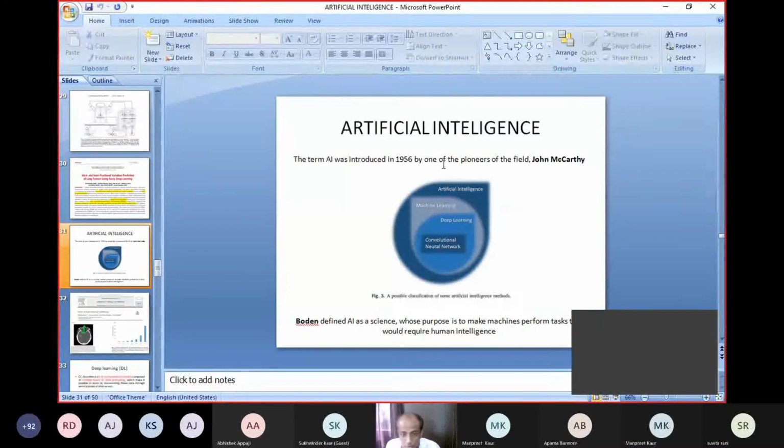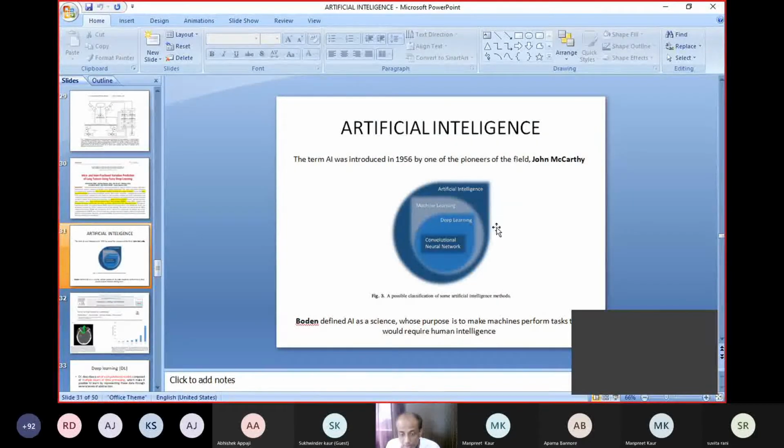And now to brief about artificial intelligence, the term was coined in 1956 by the pioneer John McCarthy, who defined artificial intelligence as a science whose purpose is to make machines perform tasks better compared to human intelligence.